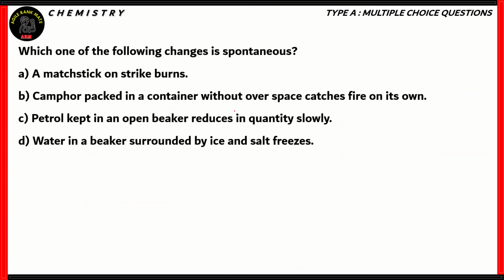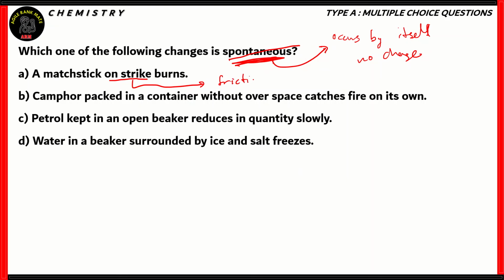Now let's look at another question of chemistry. Which one of the following changes is spontaneous? Now what do you mean by spontaneous? It means it occurs by itself. There is no change in conditions which induces the following changes. So which of these is spontaneous? Option A, a matchstick on strike burns. So when you strike a matchstick, you induce friction, and this friction induces a change in temperature.